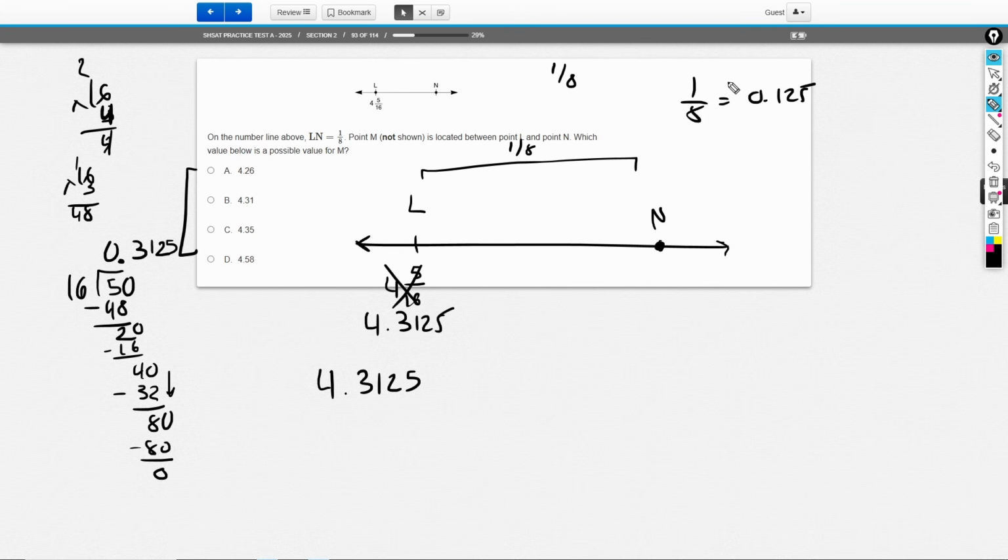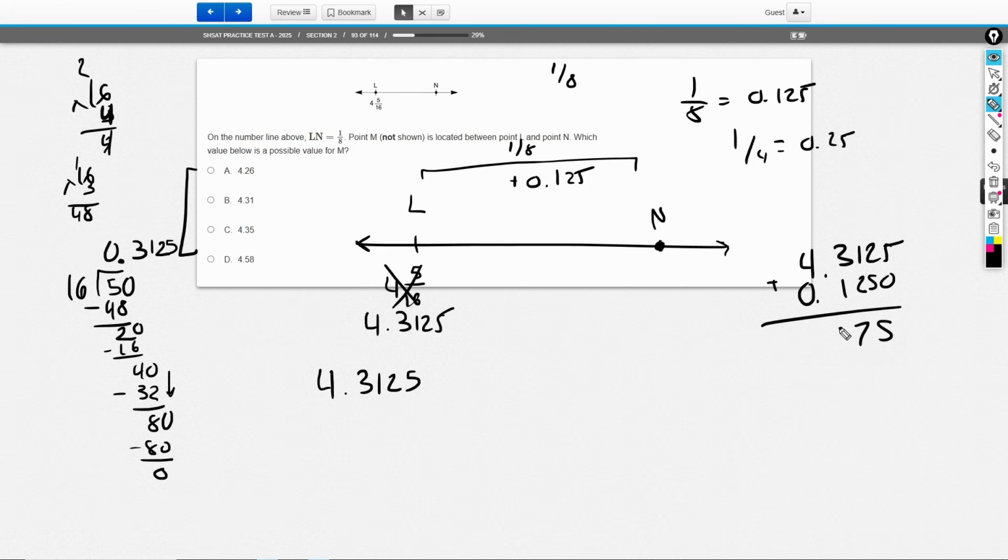This is a fraction value that you should absolutely memorize, the same way that you memorize 1/4 as 0.25. So if the distance between L and N is 0.125, that means that N is just plus 0.125 away from 4.3125. So if I add 1, 2, 5 right here, I get that point N has to be located at 4.4375.